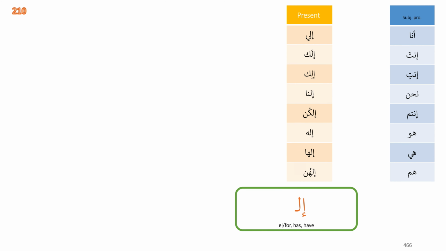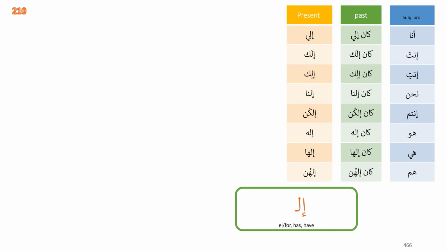And then the most important question is, how do we tend to form the past tense? So here it is. How do we put il into the past tense? Simply, you add can before it. So you say can ili, can ilak, can ilek, can ilna, can ilkon, can ilo, can ila, can ilon.